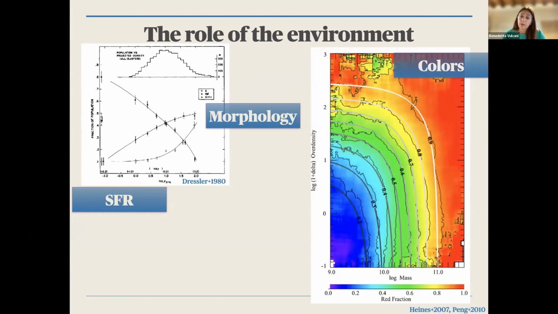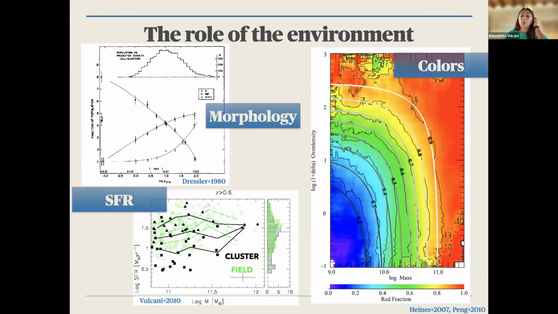However, this plot also shows that the situation is complicated by the different stellar mass. Now, if you fix a given overdensity and you look at trends as a function of stellar mass, you see that the least massive galaxies are blue, while the most massive galaxies are typically red. And so this warns us that we also have to take into account the mass of the galaxies when we try to understand the role of the environment.